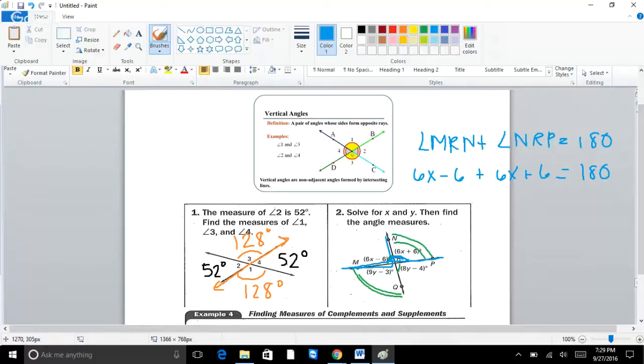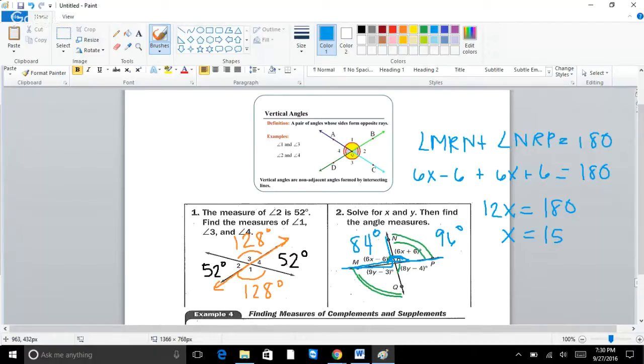So if we do some math here, 6x plus 6x is 12x. Negative 6 plus positive 6 is just 0, equals 180. And we get that x equals 15. So then we can plug that back in. 6 times 15 minus 6 gives me 84 degrees, right? And 6 times 15 plus 6 is 96 degrees.